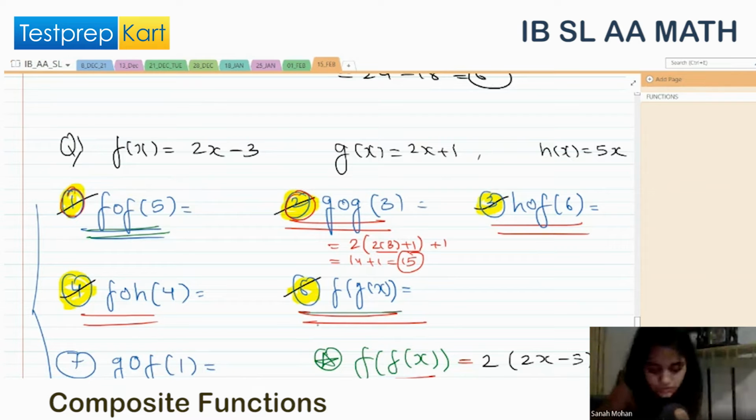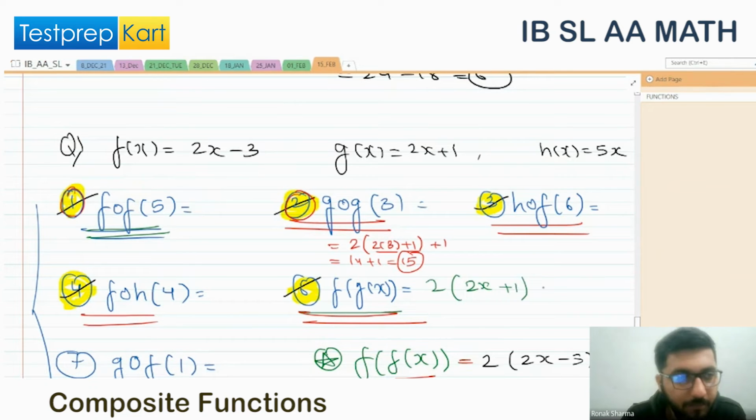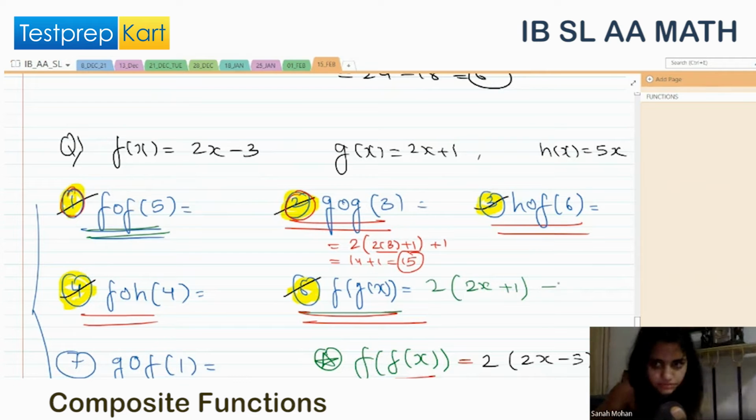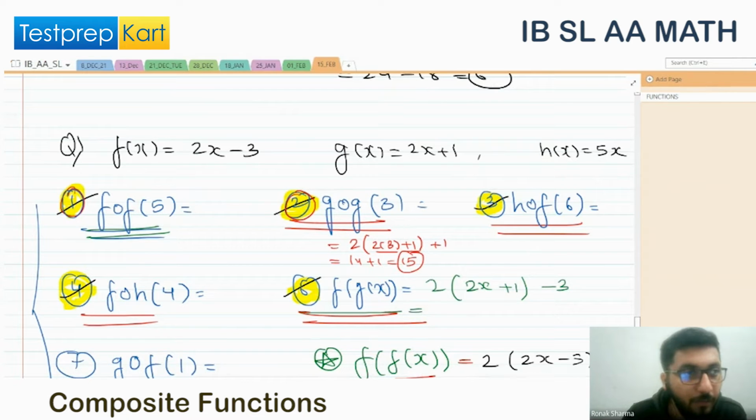2 times 2x plus 1, plus 1, and then minus 3. Good. Now you need to give me the simplified version. So 2 into 2 is 4x, 2 into 1 is 2, plus 2 minus 3. So it will be 4x minus 1.